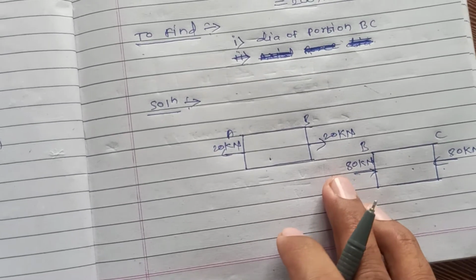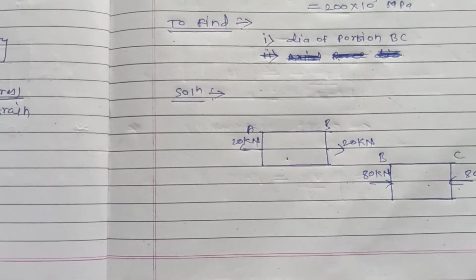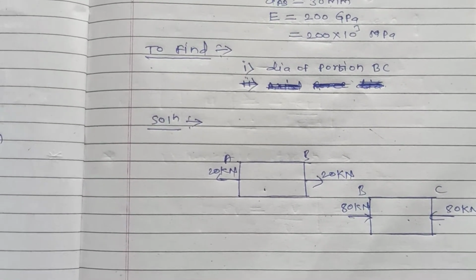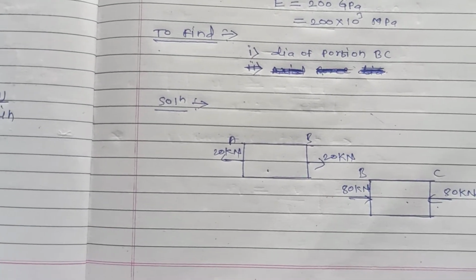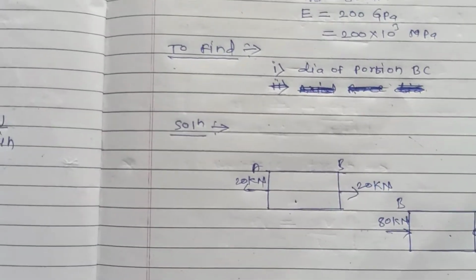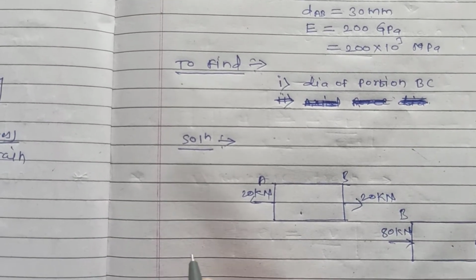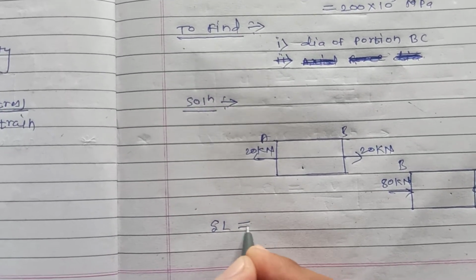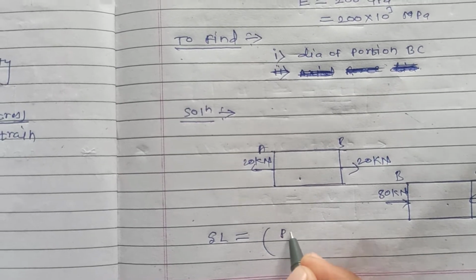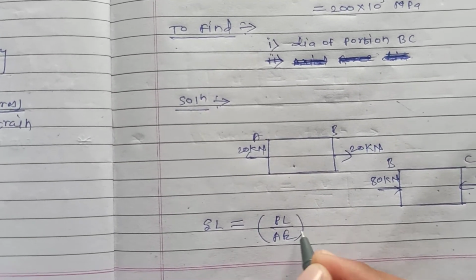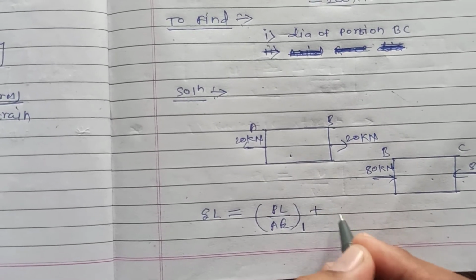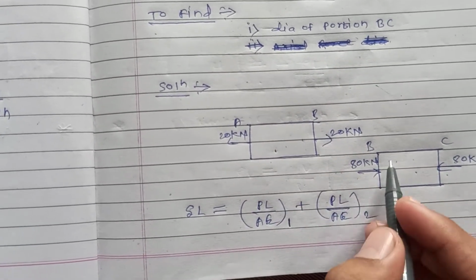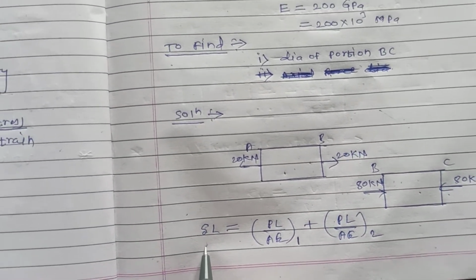The next step is very simple. We have to find out the diameter. So use the principle of superposition. What is the principle of superposition? The total change in the length delta L is equal to PL by AE of element 1 plus PL by AE of element 2, because these are the two elements. This is the total change in the length.